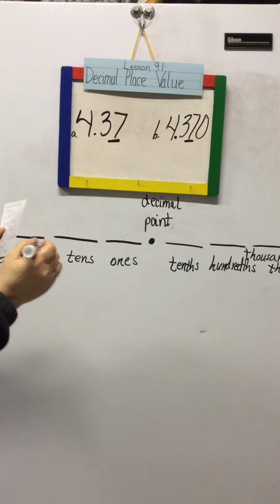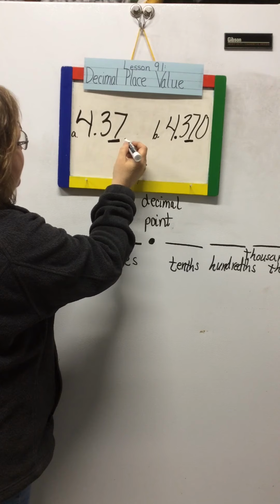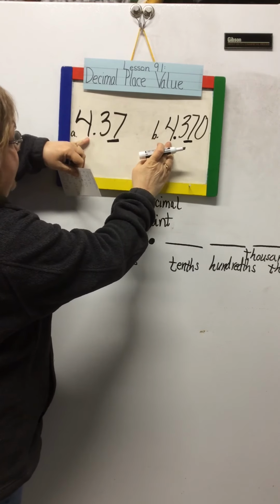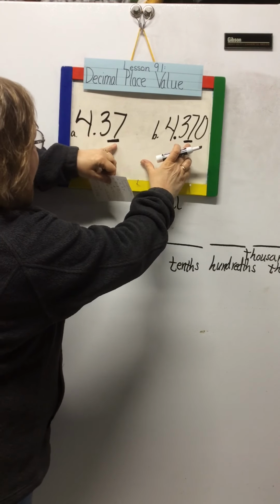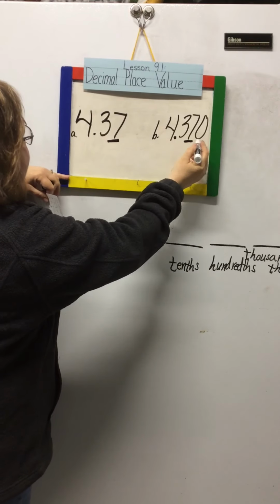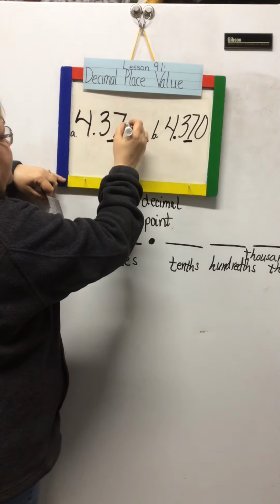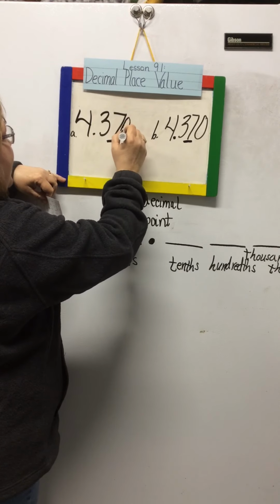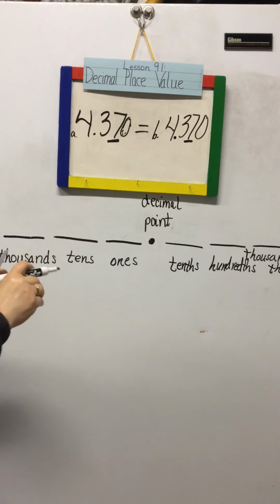Now, we are going to compare these 2 numbers. If we compare these 2 numbers, the 4, or the ones, are the same. The tenths are the same. The hundredths are the same. Uh-oh. The thousandths, are they the same? We have 0 here and nothing here. But remember, if there is nothing after a decimal point, it is a 0, an imaginary 0. So these 2 would be equal.